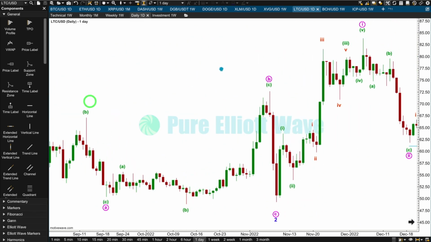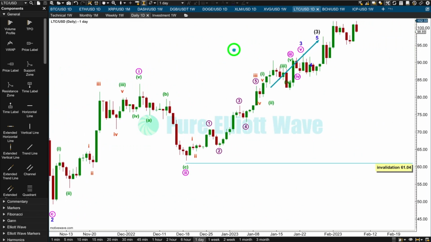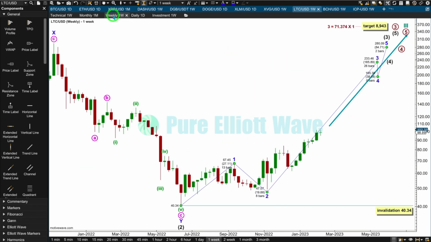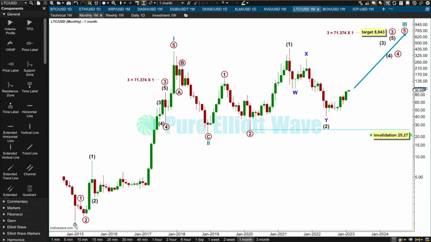Oh yeah, leading contracting diagonal. Okay, just checking that I did do those subdivisions. Yep. So if intermediate 2 is over here, okay, let's put this in context. Start of Litecoin back to year 2015. 5-wave impulse up, 3-wave zigzag down.